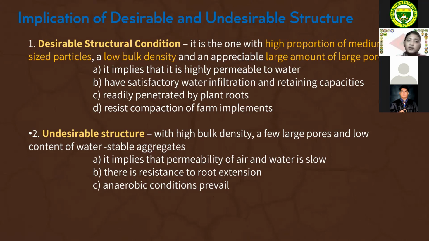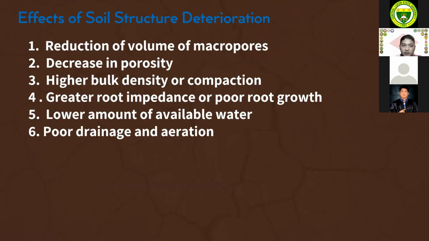So effects of soil structure deterioration. It can lead to the reduction of volume of macropores, decrease in porosity, higher bulk density or compaction, greater root impedance or poor root growth, lower amount of available water, and also poor drainage and aeration. So also soil structure really affects the different soil properties.